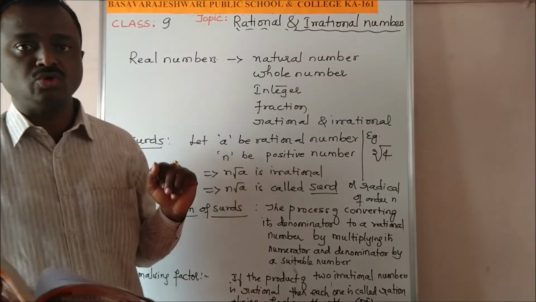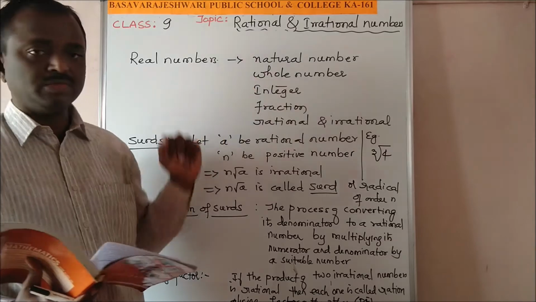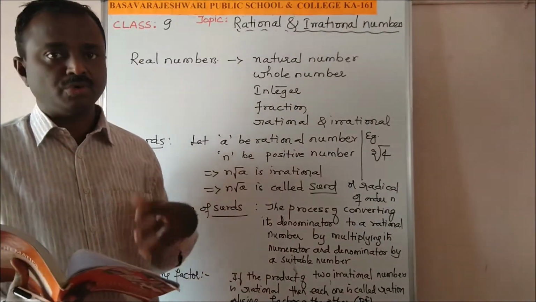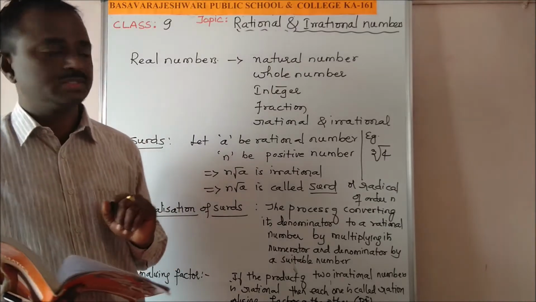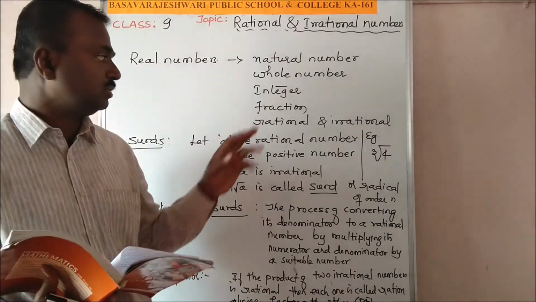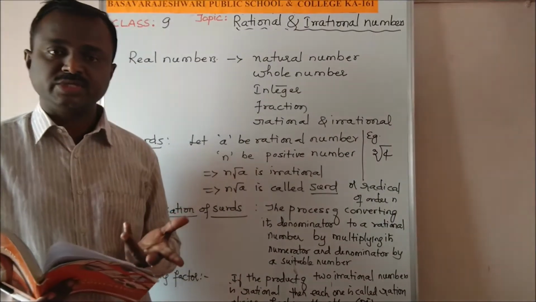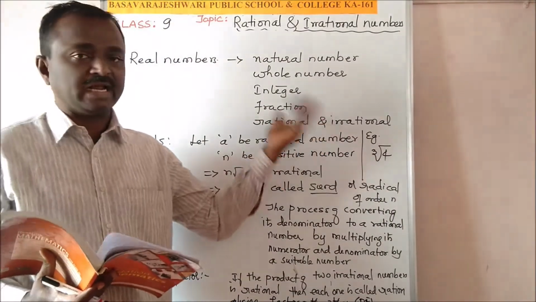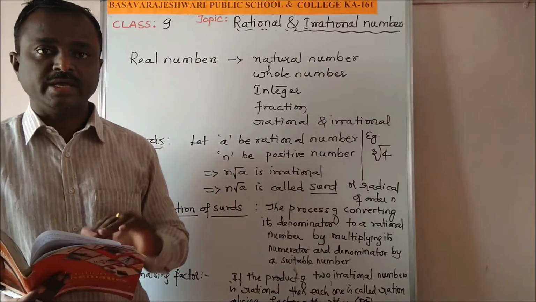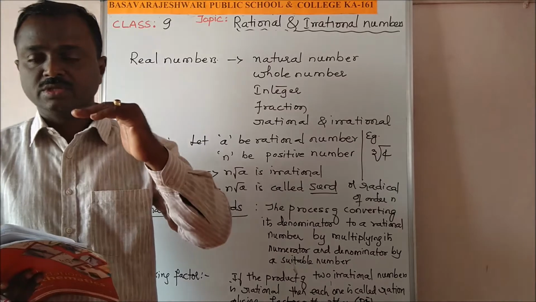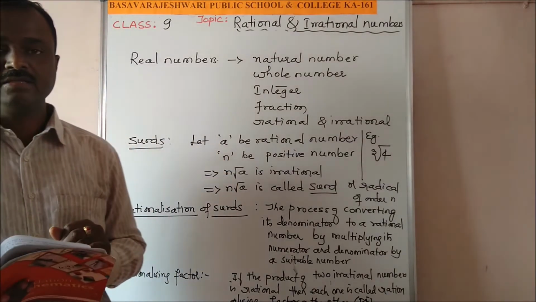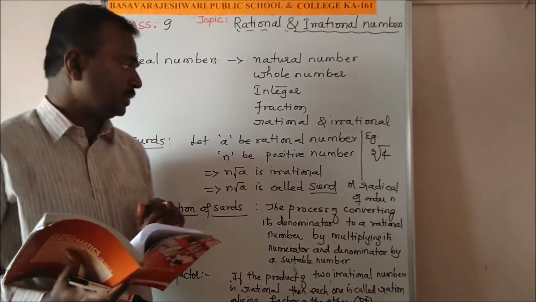Natural numbers 1, 2, 3; whole numbers 0, 1, 2, 3; integers, all negative, positive and zero numbers; fractions, which are expressed in the form of p by q; rational numbers, which can also be expressed in the form of p by q; and irrational numbers like root 2, root 3, root 5, etc. All these types of numbers are called real numbers.